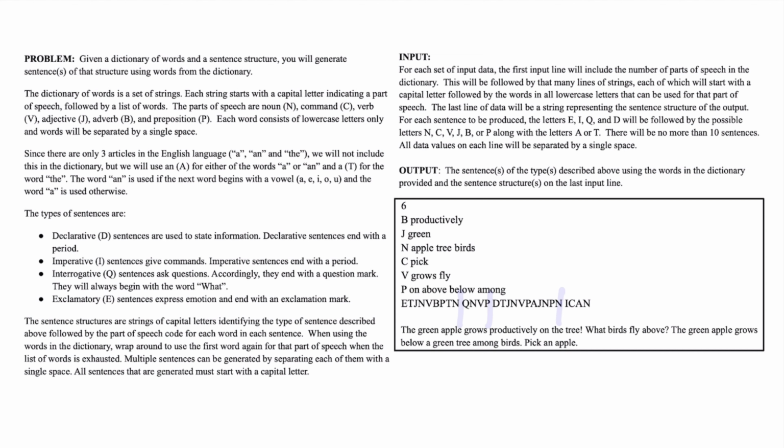So it looks like here that we have the first N or so lines in our input that are going to be the things that we put in our dictionary, our parts of speech or whatever. And then that last line of input is going to represent the actual sentence or multiple sentences. So it looks like each of these space-separated phrases are going to be their own sentence. And so we can see in the output here we get: The green apple grows productively on the tree! What birds fly above? The green apple grows below a green tree among birds. Pick an apple. So here we're going to go through each of these phrases and see how they map to the respective output. So let's start with the first one.